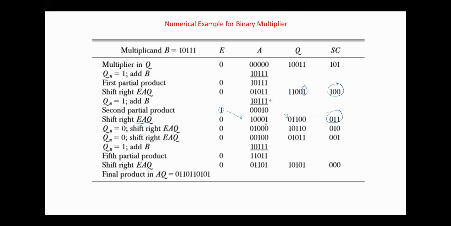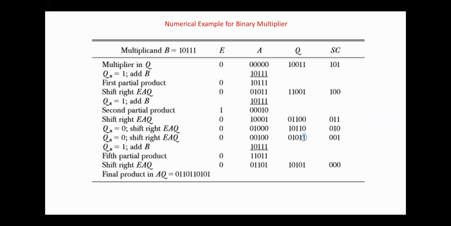Since it is not 0, we examine the next bit in Q, which is 0 now. We do not need to add in this case, but we have to shift right the contents of EAQ and decrement the sequence counter by 1. And again, since it is not 0, we inspect the next bit in Q, and again, since it is 0, we perform the shift right without addition. So here is the value after the shift right. And again, we decrement the sequence counter by 1.